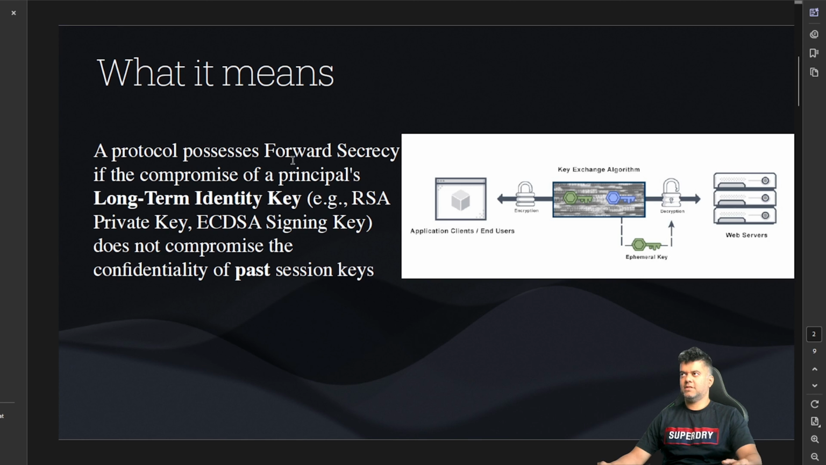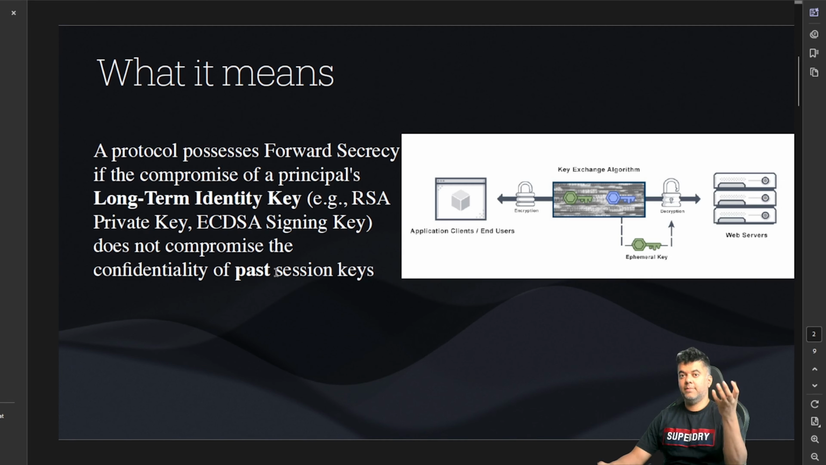So a protocol possesses forward secrecy if the compromise of a principal's long-term identity key, like an RSA key or a private key or an ECDSA key, does not compromise the confidentiality of past session keys. So imagine if a hacker gets access to your key right now, your private key. That does not mean that he'll have access to all the previous chats or all the previous keys or all the previous data that's been transferred through this network. And that's something called forward secrecy.